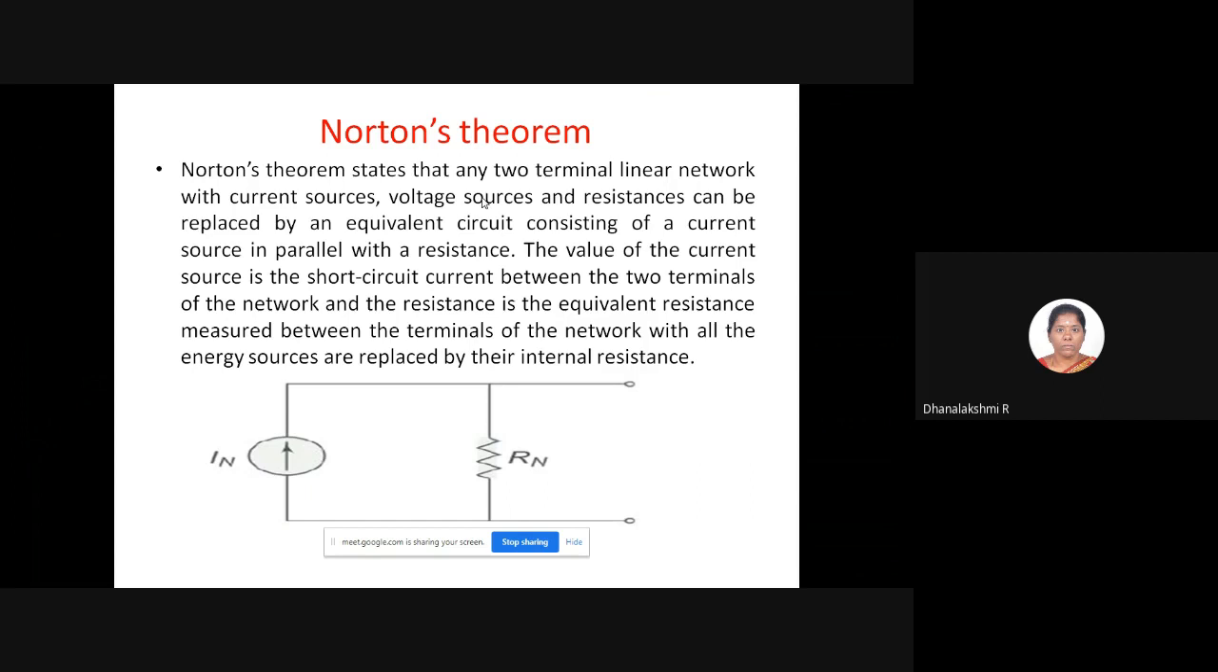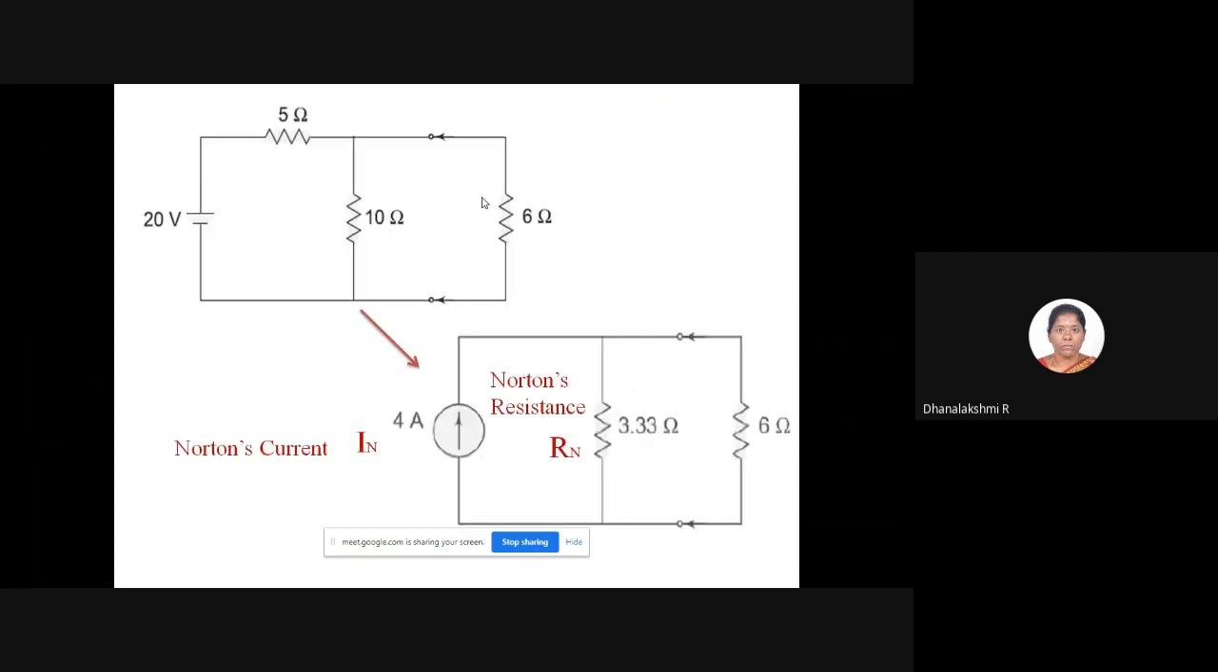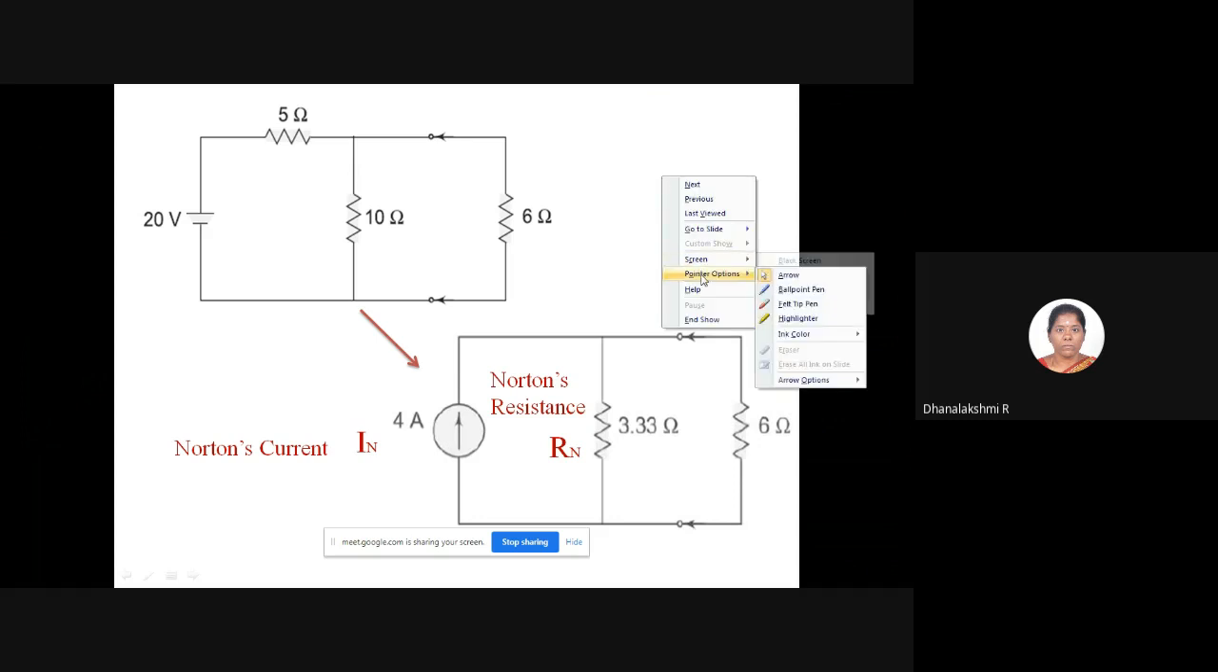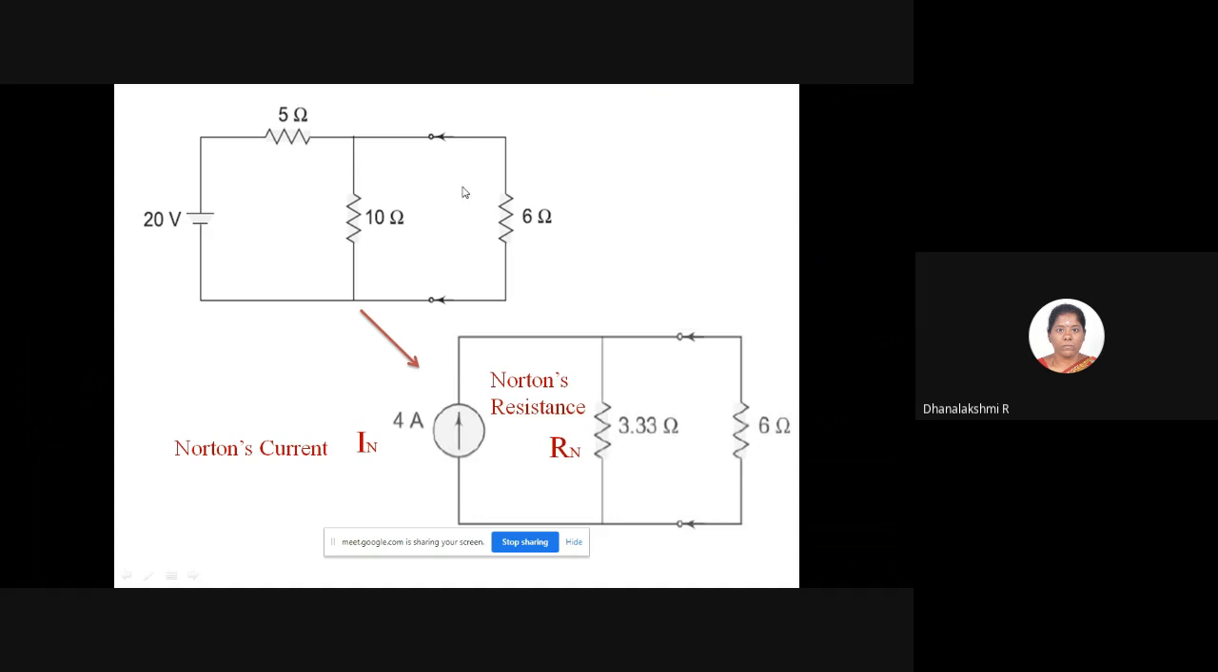Again, to have a better understanding, we can take a small example and discuss it, so that it might help us understand better. Let me take a simple circuit here. We can see that two loops are available in this circuit. Let me assume that this 6 ohm resistor is my load resistance, where I want to find the current. The intention here is to find the current in the 6 ohm resistor using Norton's theorem.